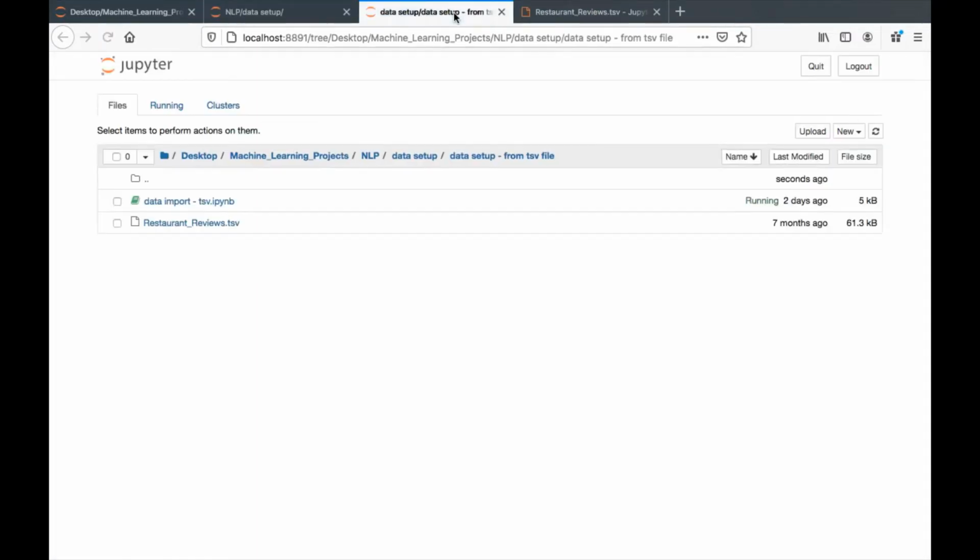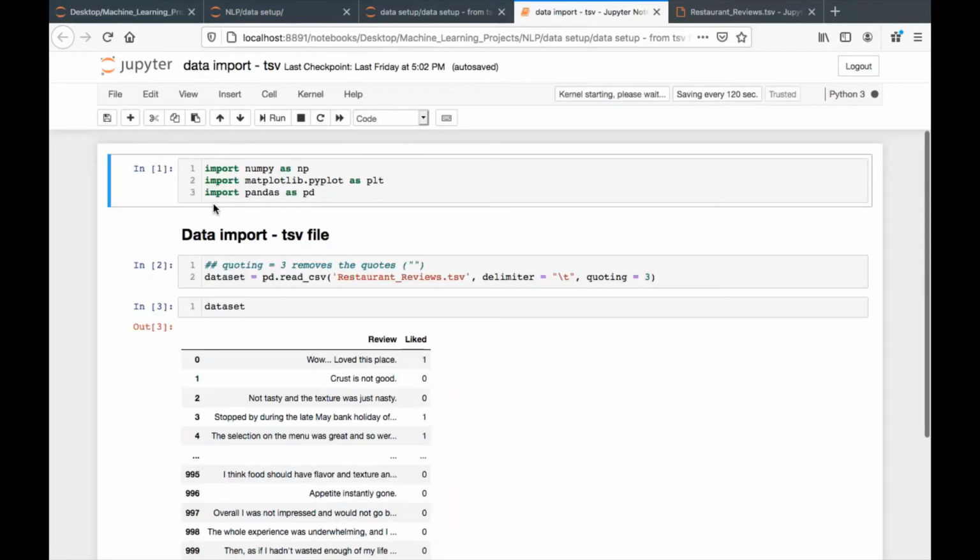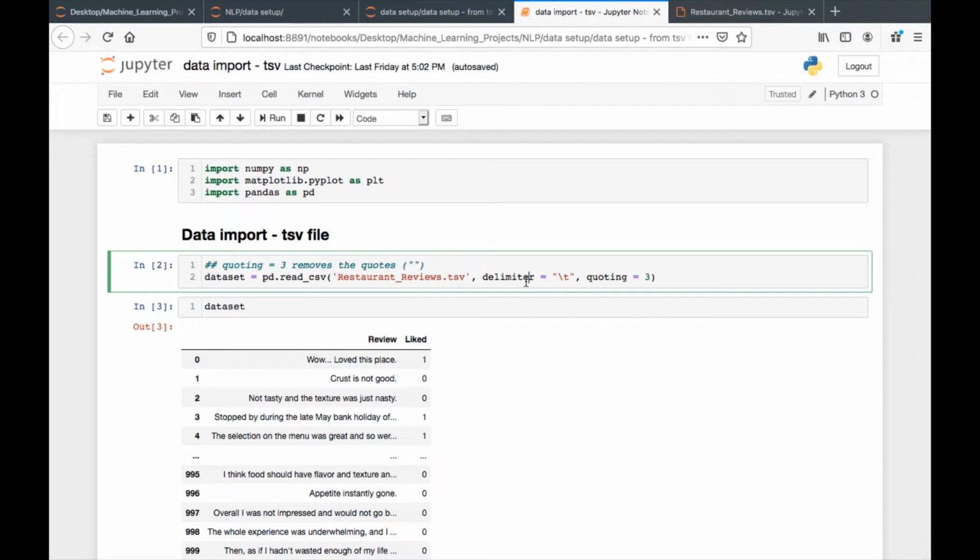So I have prepared this Jupyter notebook, and the only thing that I want you to see over here, which is a bit different, is that we use the read CSV function belonging to the pandas module. The only difference is that here we have to specify the delimiter to be a \t, indicating that this is a TSV file. Quoting equal to 3 means that a certain user might have written the review and put a few words in double quotes.